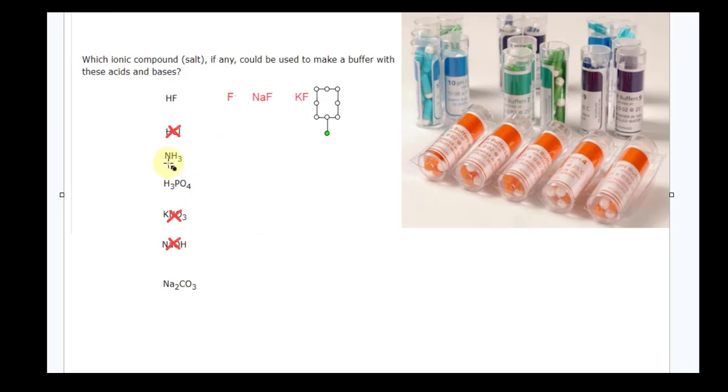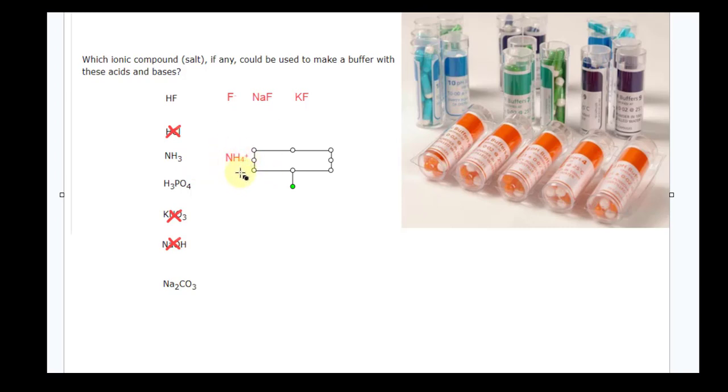If we're going to be making a buffer with it, we'll need the conjugate acid. Well, the conjugate acid has to have another H+ attached to it. It's got to have an H+. So here we've got our base and its conjugate acid. You've got to know those conjugates.